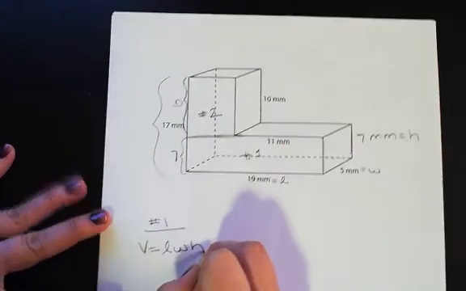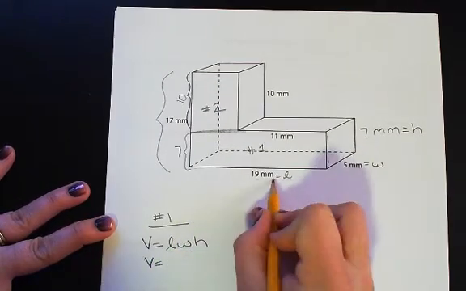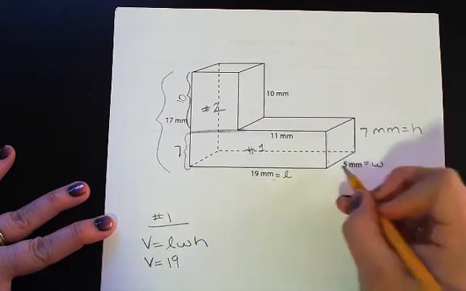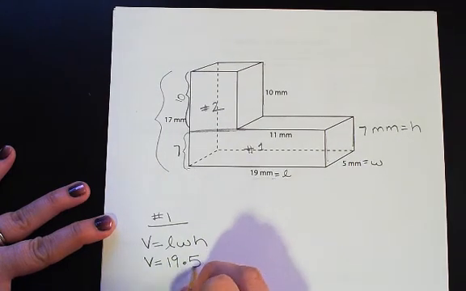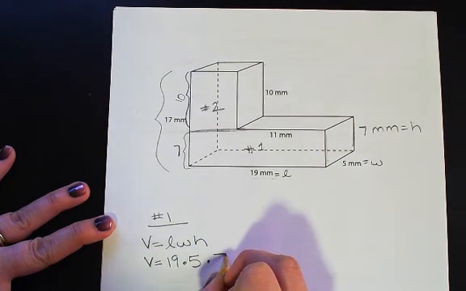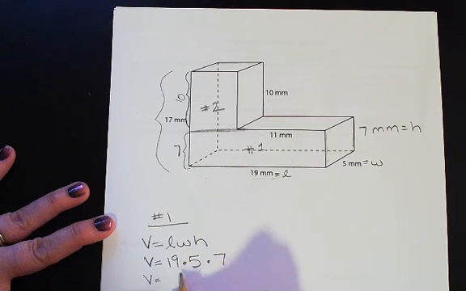So now I have all my dimensions for my first shape. Volume equals our length times our width times our height. Volume equals my length, I'm going to plug in my 19. My width, I'm going to plug in my 5.